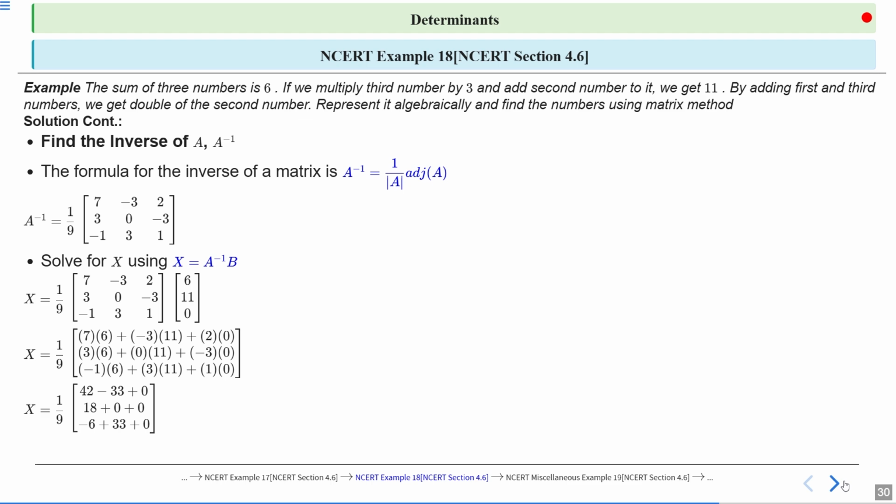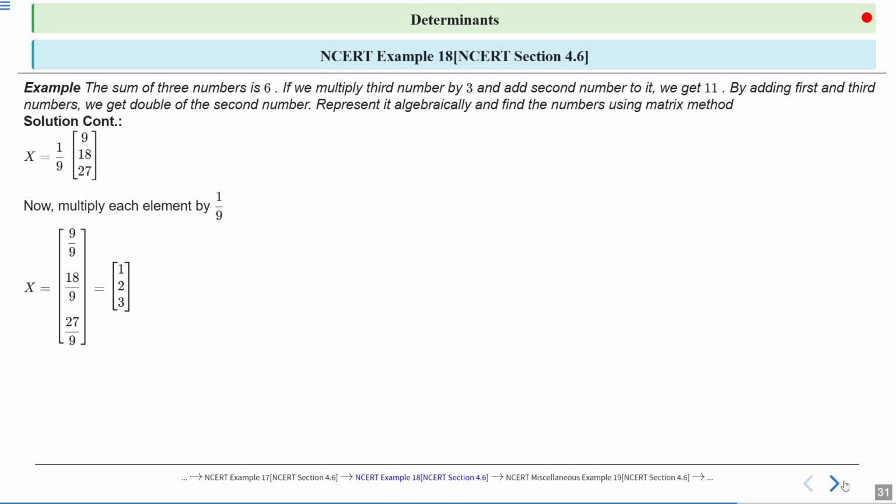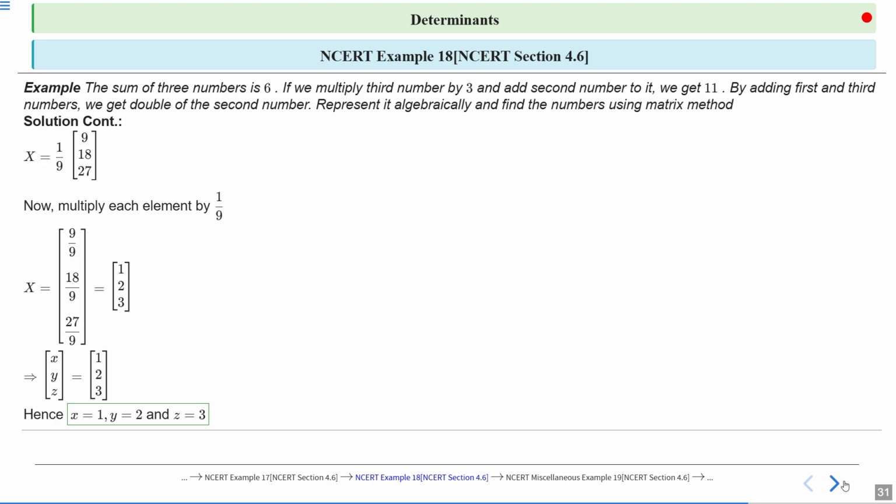So when we simplify, we get x is equal to 1 by 9 into the matrix 9, 18, and 27. Now multiply each element by 1 by 9. So x is 9 by 9, that is 1, 18 by 9, that is 2, and 27 by 9 is 3. So (x, y, z) is equal to (1, 2, 3). The value of x is 1, the value of y is 2, and z is equal to 3.